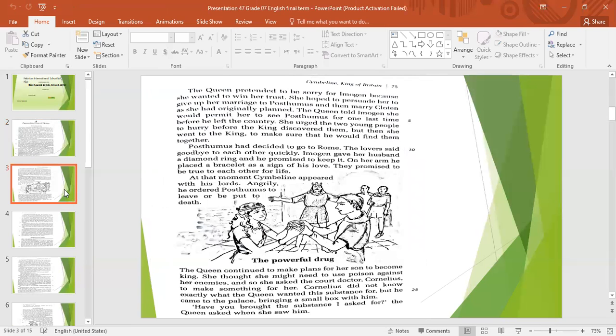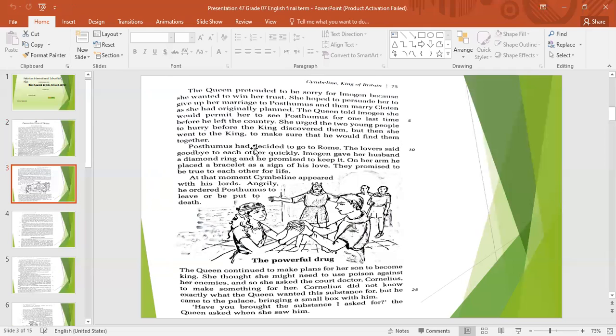The queen pretended to be sorry for Imogen because she wanted to win her trust. She hoped to persuade her to, as she had originally planned. The queen told Imogen she would permit her to see Posthumus one last time before he left the country. She urged the two young people to hurry before the king discovered them. But then she went to the king to make sure that he would find them together.